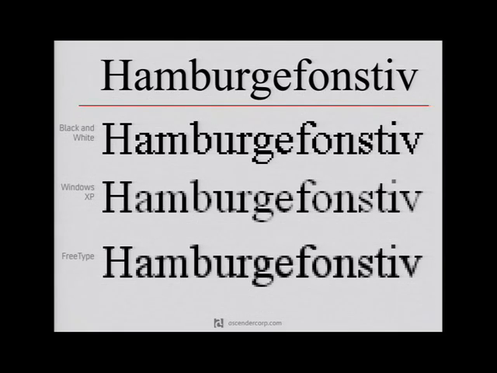Here's Times New Roman, the top screen, high resolution. Then you have black and white rendering, monochrome. But then those two examples at the bottom are different forms of anti-aliasing. One's XP and the bottom one is FreeType, which is what Android uses. And you can see that the results with the same exact font data are very, very different.